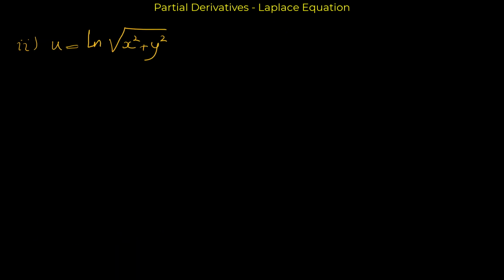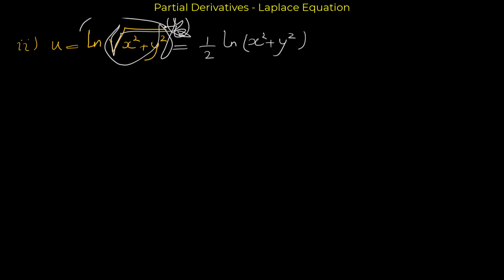Now we have this function. U is given as ln of the square root of x to the 2 plus y to the 2. First, we rewrite this function in the form of 1/2 ln of x to the 2 plus y to the 2. Why can we do this? A square root means power 1/2. We can bring the power down to the front. Remember, ln is a log function. When we have a log function, if we have a power inside, we can bring it down to the front.